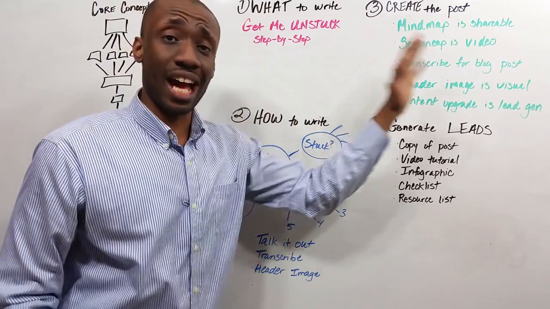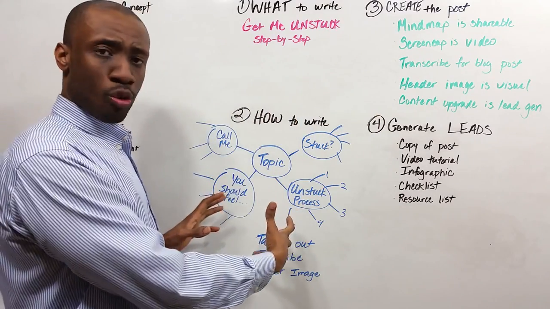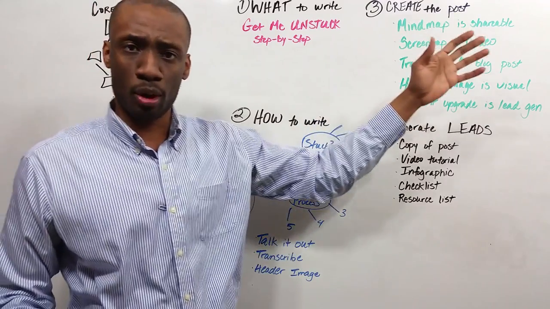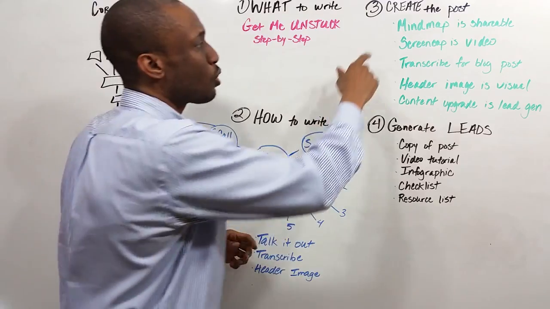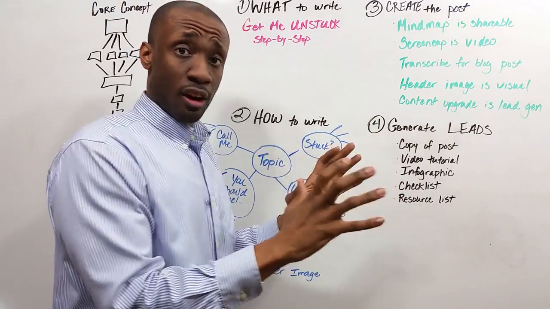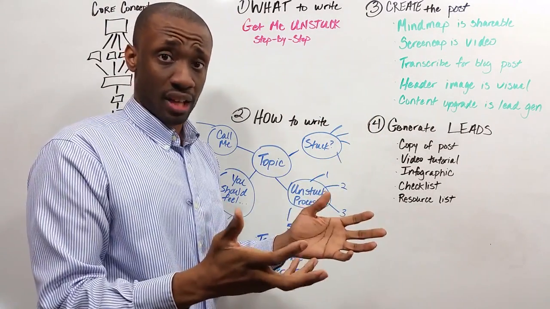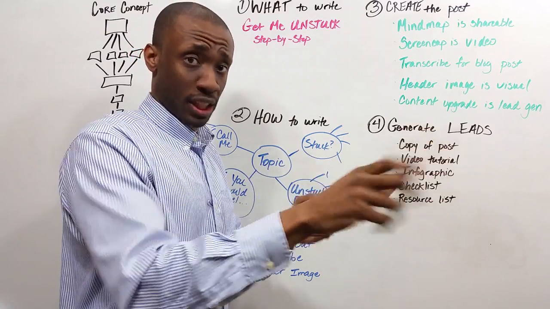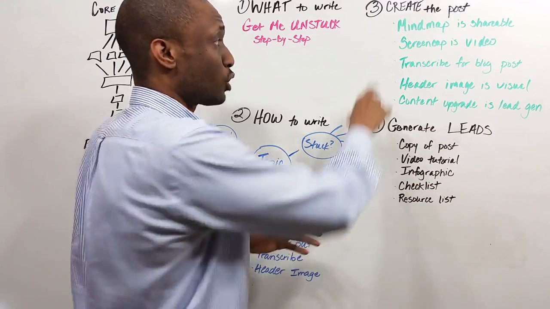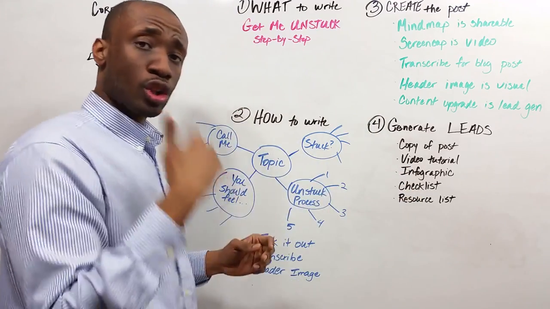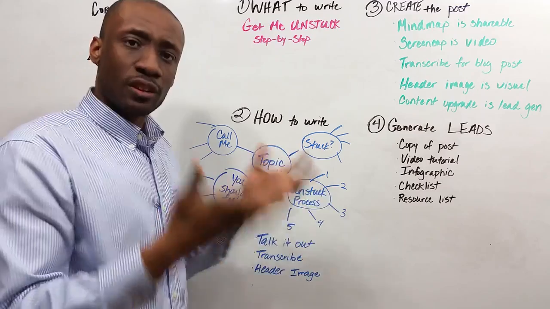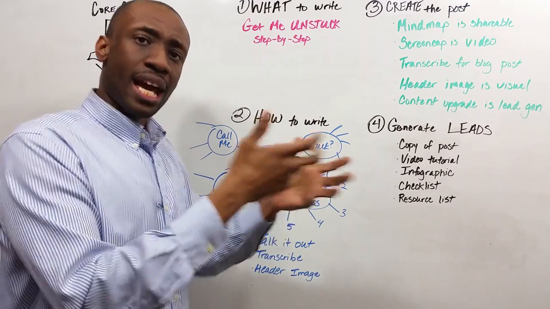Then creating the actual post itself, because now you've got a bunch of raw material, but you've got to outline a post that makes some sense. So here's how the post comes together. The mind map itself is a shareable piece of content. You can share your mind map publicly and put the link in different places if you want. Then when you talked through the mind map, that's a video. You can screen capture that and make that a video.